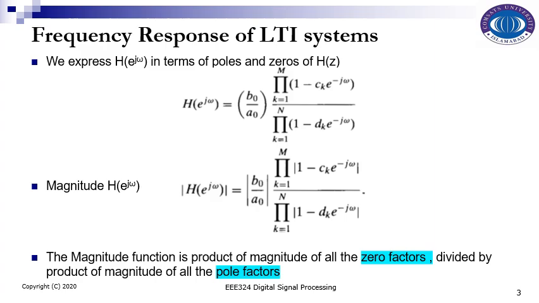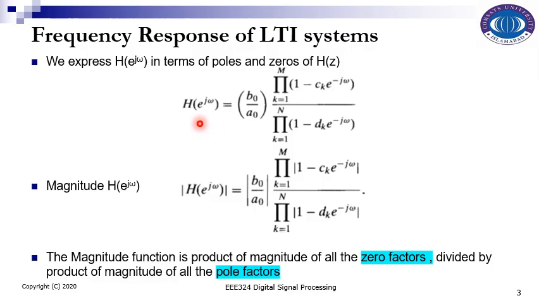We can express H(e^jω) in terms of the poles and zeros of H(z), the system function. That is, if we factorize H(z) into pole and zero factors, then if we replace z by e^jω, we get H(e^jω) in terms of these pole and zero factors. So this is our frequency response expressed in terms of pole and zero factors.